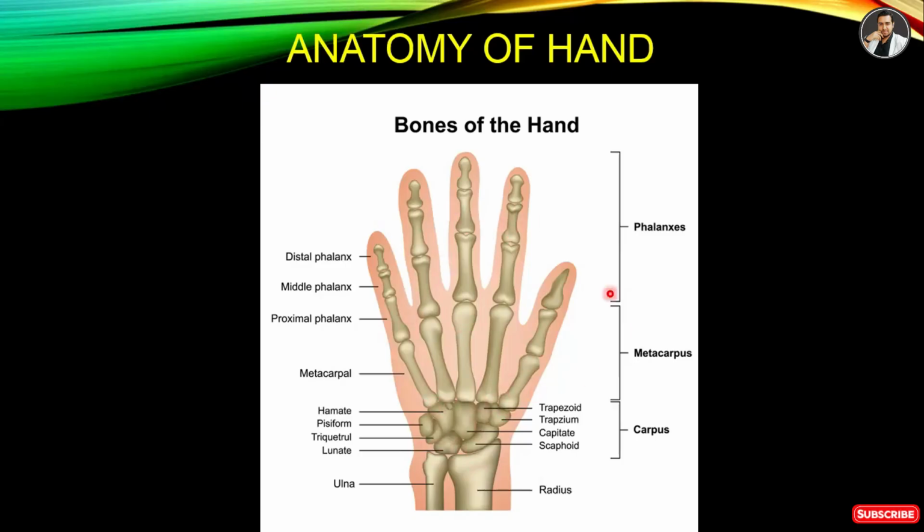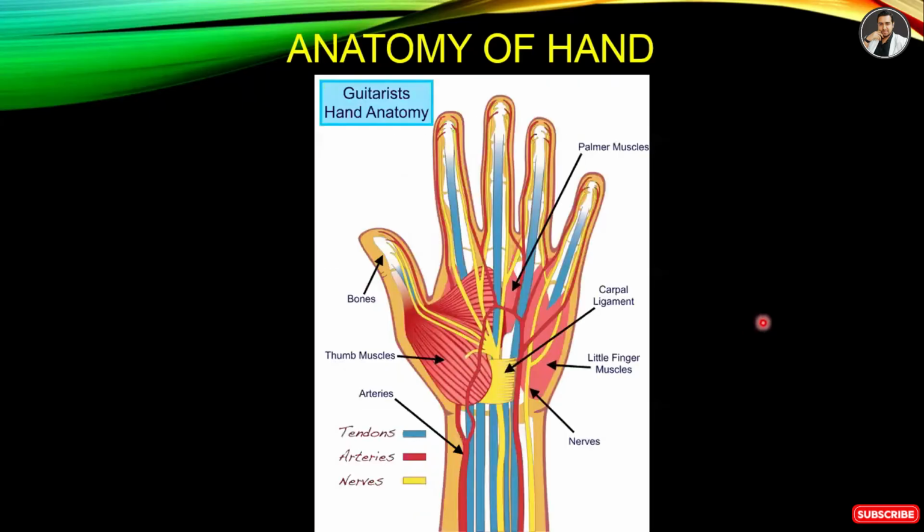These are the bones. There are also several other structures in the hand: ligament, tendon, muscle, artery, vein. Here we see the names of the muscles and tendons. The blue ones are tendons. The red ones are arteries. The blue ones are nerves.